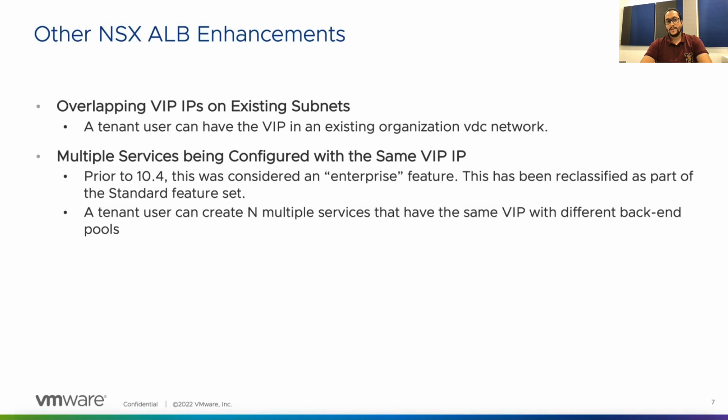And the other enhancement is about multiple services being configured with the same VIP. Previously, a single VIP could only be tagged to one service, but now the same VIP can be tagged to multiple services in the background. So this is another enhancement we are doing with NSX ALB. These are the enhancements we have come up with in VCD 10.4 from a networking perspective. All right, so one is static routing, and the other is all of the NSX ALB enhancements with VCD.